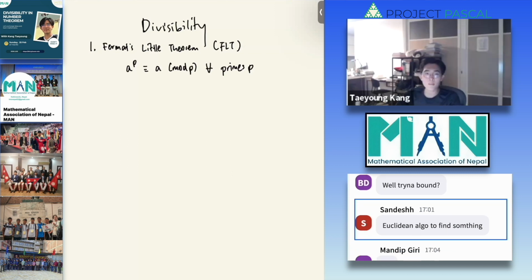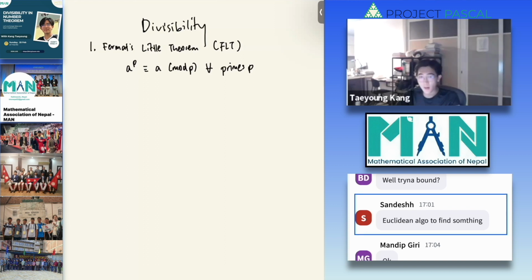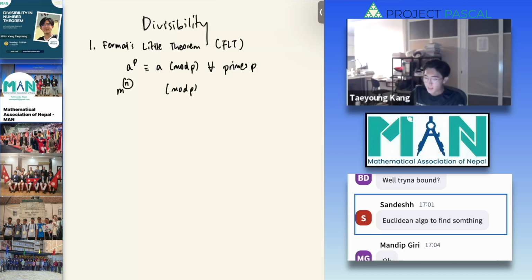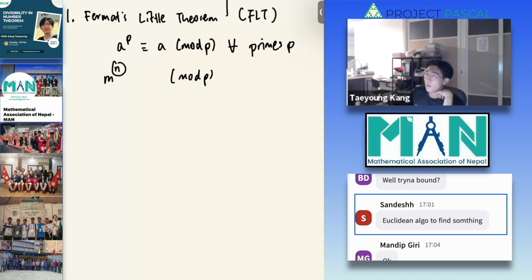An instance where this theorem is useful is when you have m to the power of n, where n is a big number, and we're considering a mod of a prime. So if I asked you what is 2 to the power of 61 mod 31, how would you be able to derive an answer?